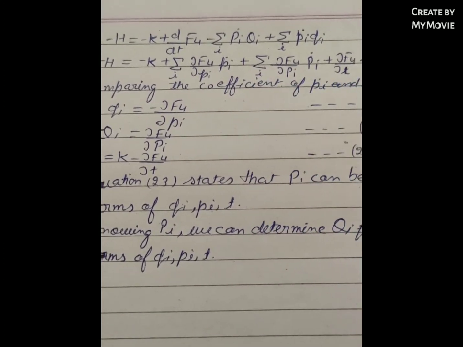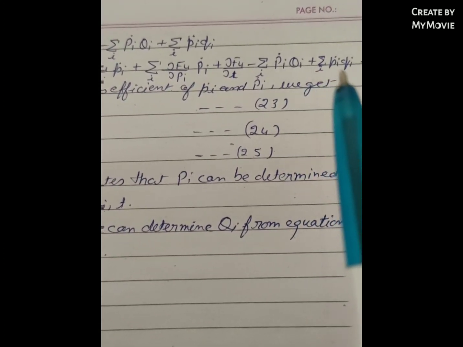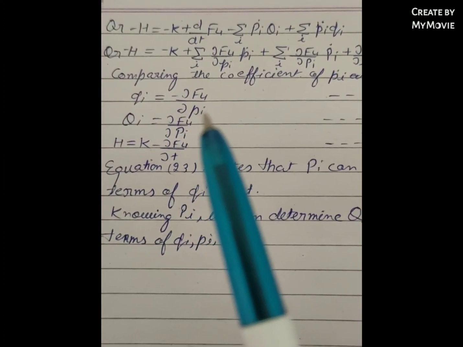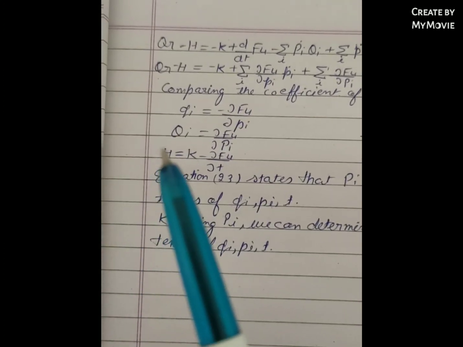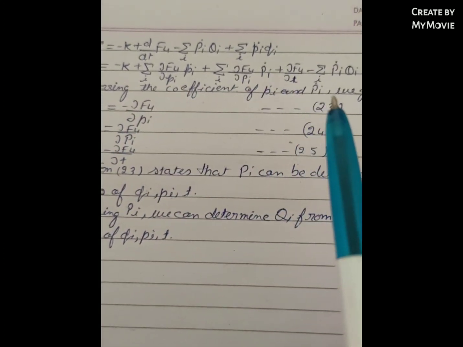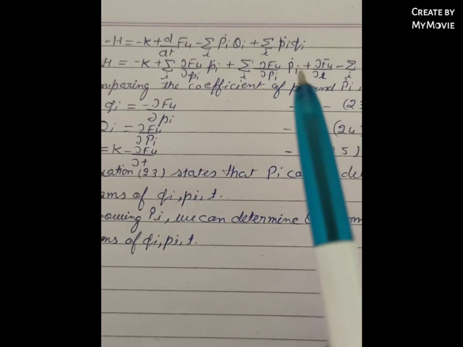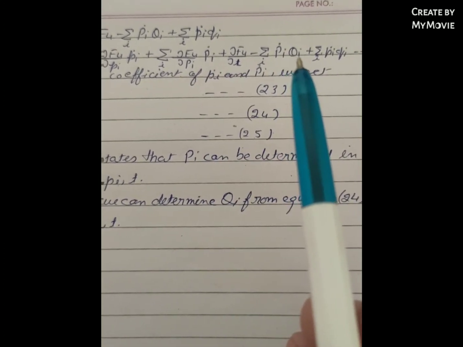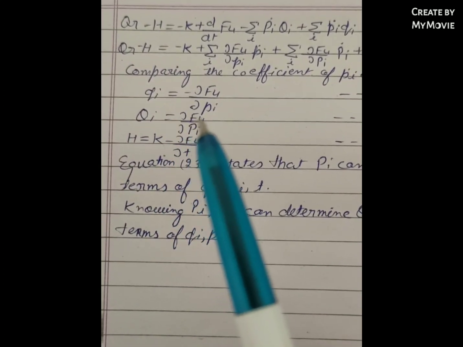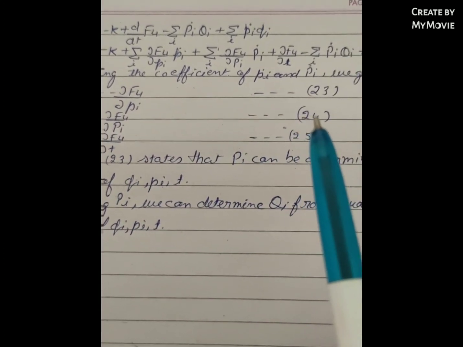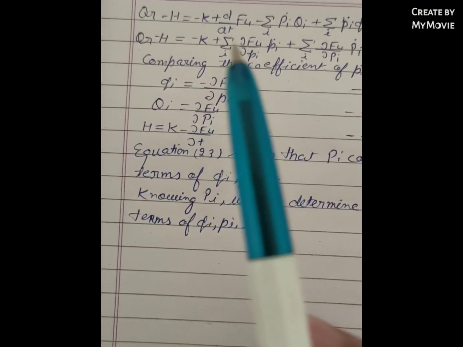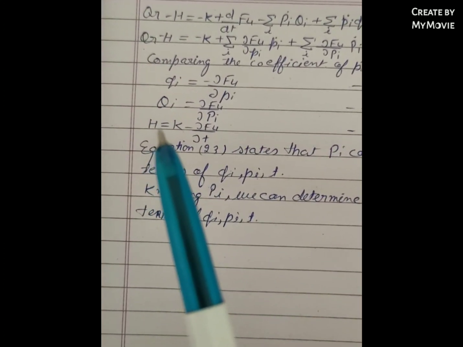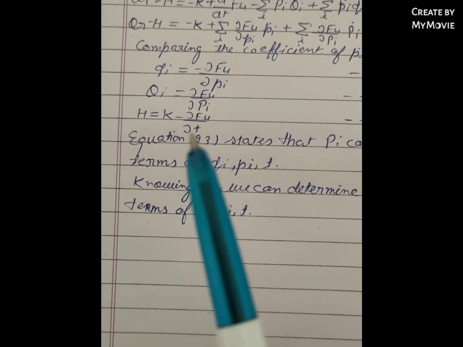Comparing the coefficients of pi dot and capital Pi dot, first, for pi dot, we get qi equal to minus ∂F4/∂pi. This is equation 23. And for capital Pi dot, Qi is equal to ∂F4/∂Pi. This is equation 24. And for the constant terms, H, K and ∂F4/∂t, H is equal to K minus ∂F4/∂t.